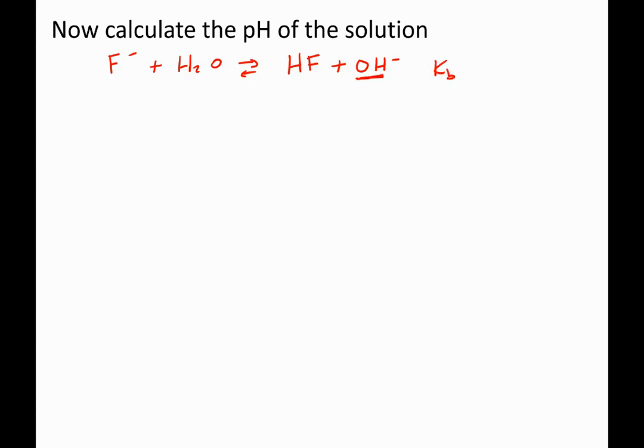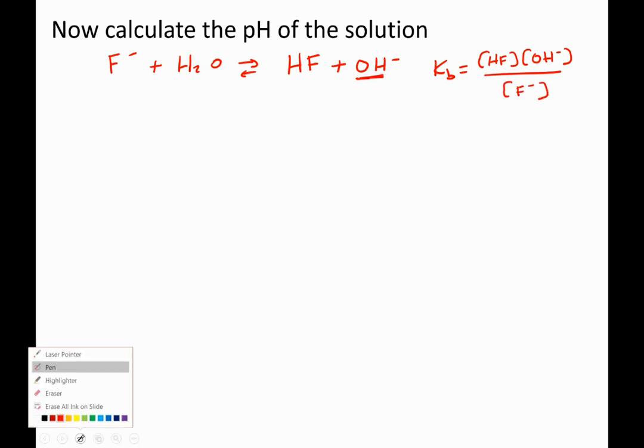Now, we could write the Kb expression, that is concentration of HF times the concentration of hydroxide ion over the concentration of F-. And in writing that out, we'll see that our goal in this problem is going to be, in part, to find what this concentration of hydroxide ion is at equilibrium, because that will dictate the pOH of the solution, and then that will tell us what the pH of the solution is.